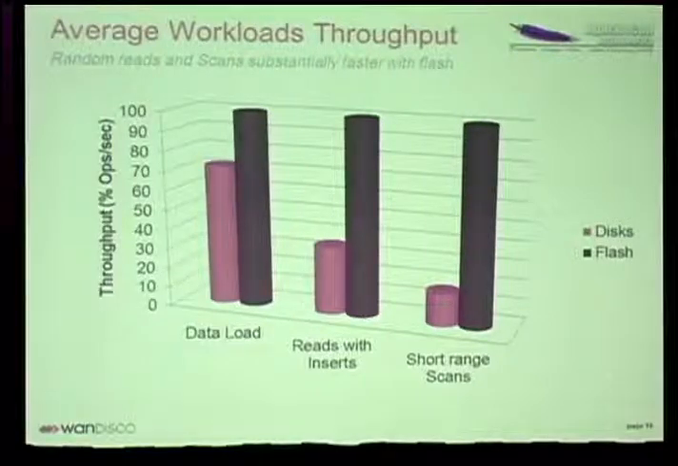So this is the throughput that we have seen. On those graphs, black is flash. For data load, there is marginal improvement with flash, as we expected. With reads over inserts, there is a substantial improvement for read performance, and short-range scans, random reads, are really good with flash.